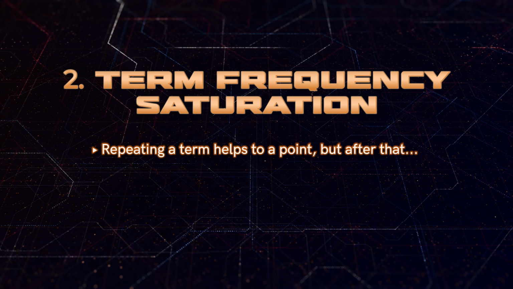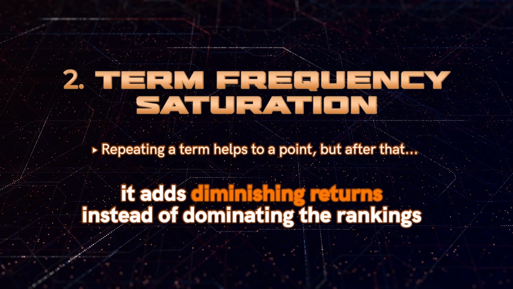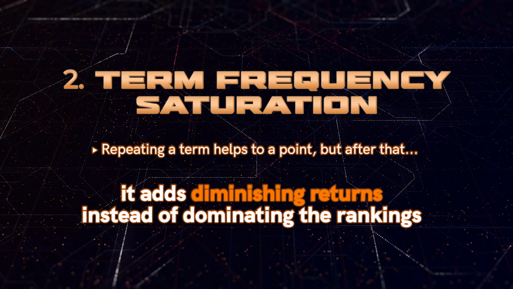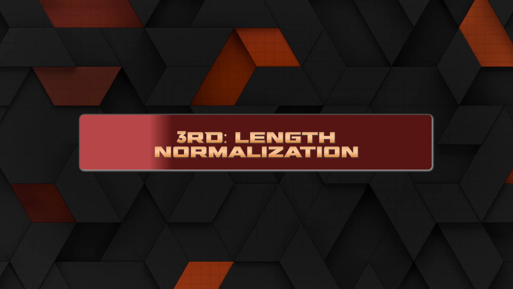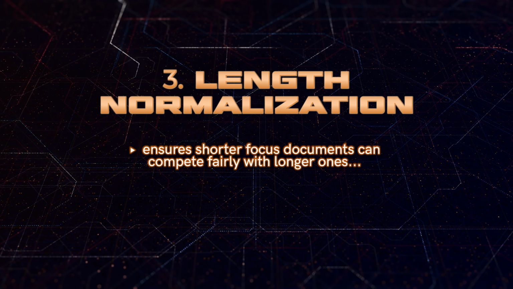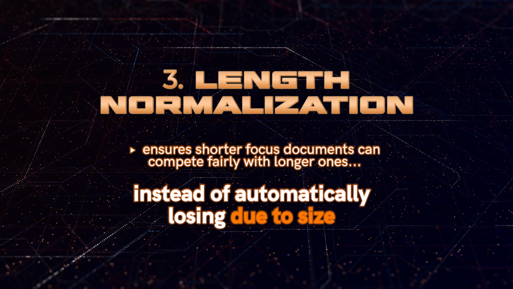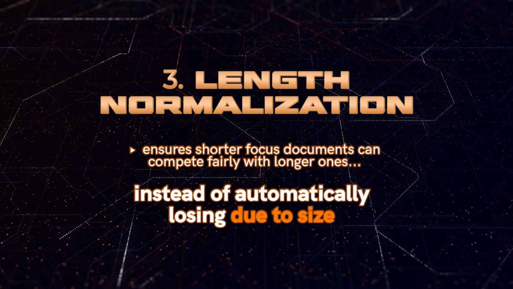Second, term frequency saturation prevents keyword stuffing. So repeating a term helps to a point, but after that it adds diminishing returns instead of dominating the rankings. And then third, length normalization ensures shorter, focused documents can compete fairly with longer ones instead of automatically losing due to size.